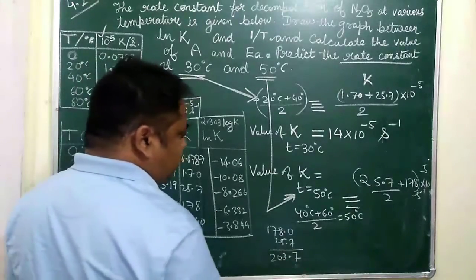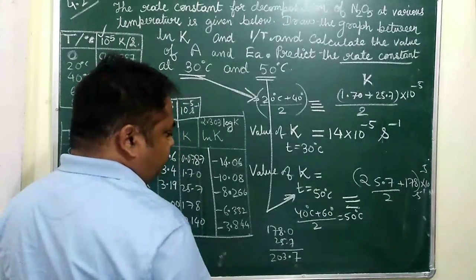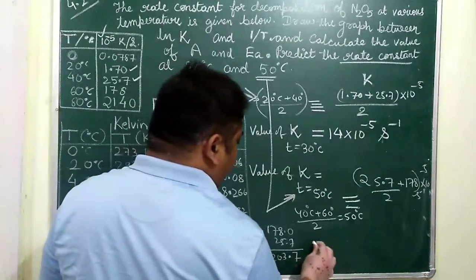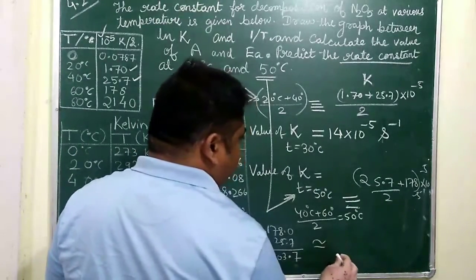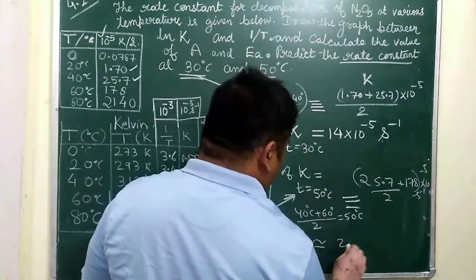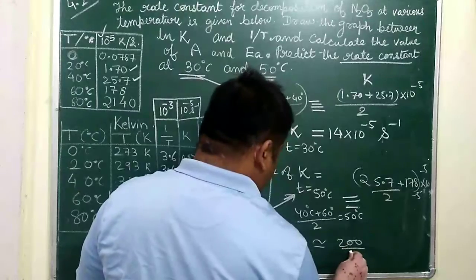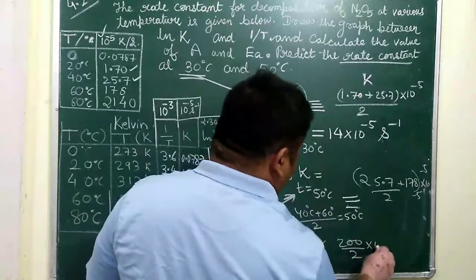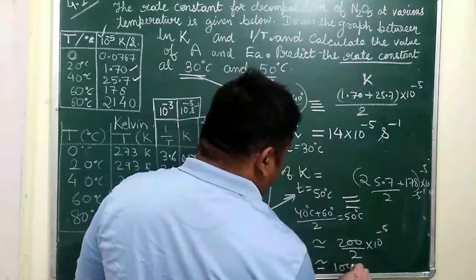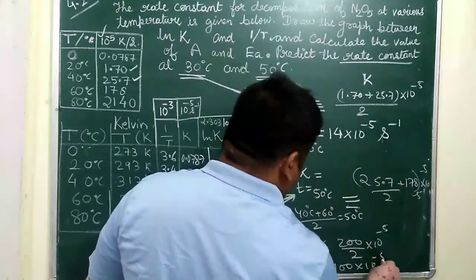So if I consider this as 200 only, because it is not even more than 205, then approximately my answer will be 200 divided by 2 into 10 to the power minus 5, which is approximately 100 into 10 to the power minus 5 per second.